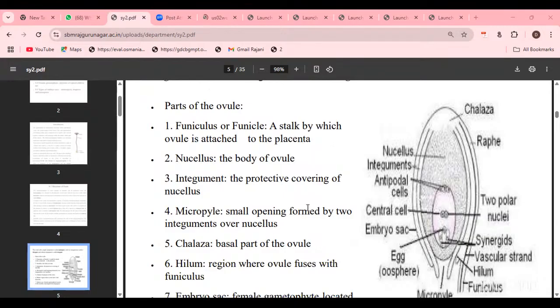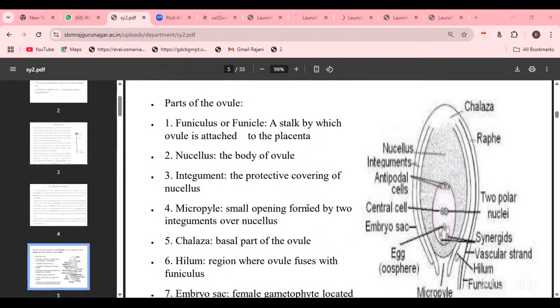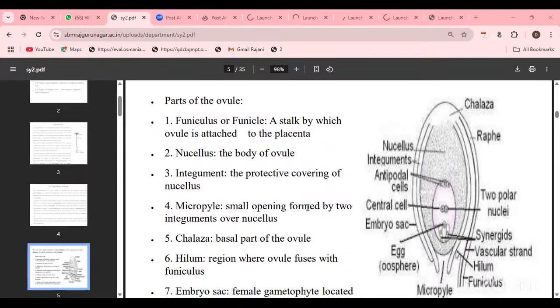Next, the parts of the ovule. See, this is the ovule structure. This is the micropyle end. This is the chalazal part. This one is the raphe. This one is the nucellus, and these are the integuments: one integument, two integuments. These are the antipodal cells, the central cell or two polar nuclei, the egg apparatus, the vascular strand, and the hilum.